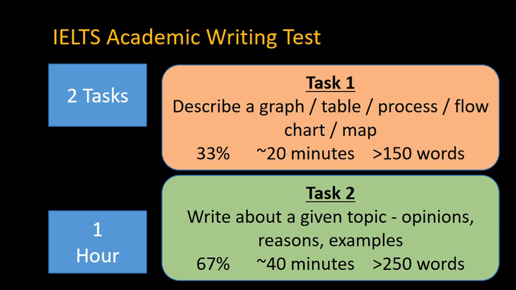Task 2 is writing about a given topic. You should give your opinions, reasons and examples. This one is worth 2/3 of your final mark. You should spend about 40 minutes on this one and write at least 250 words.